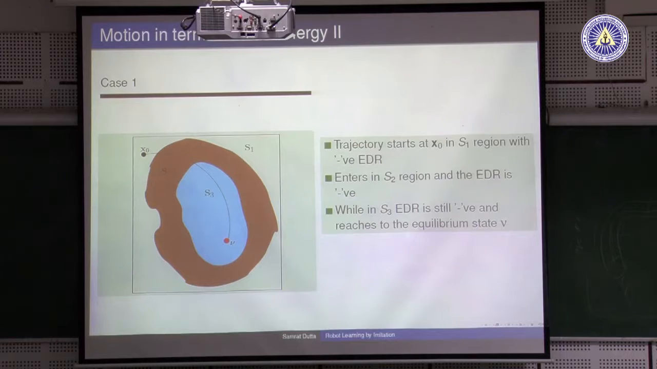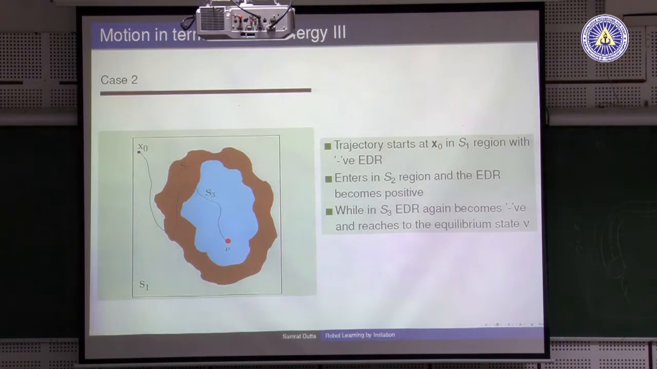So, that is one kind of motion profile that is demonstrated. Another kind of demonstration can also be evident, that is, the state starts at x0, it is moving and entering the brown region S2, where the energy dissipation rate becomes positive, and it goes far away from the equilibrium point. Then again it enters the S3 region, and starts going towards the equilibrium point. So, here the EDR is negative, here it is positive, here again it is negative.